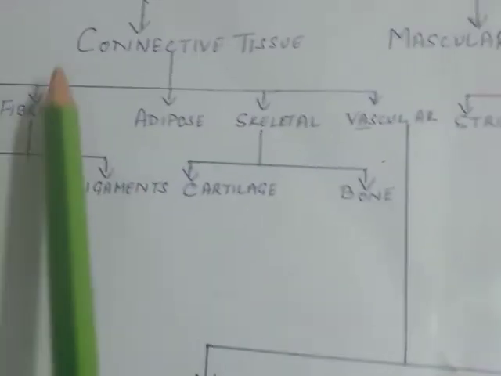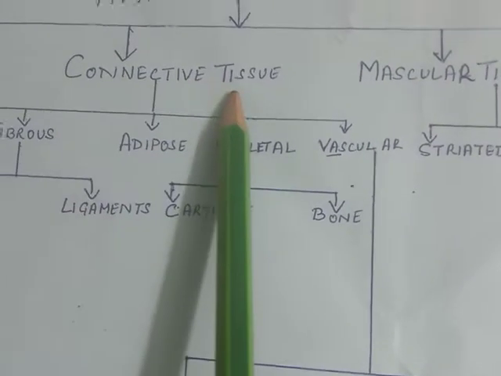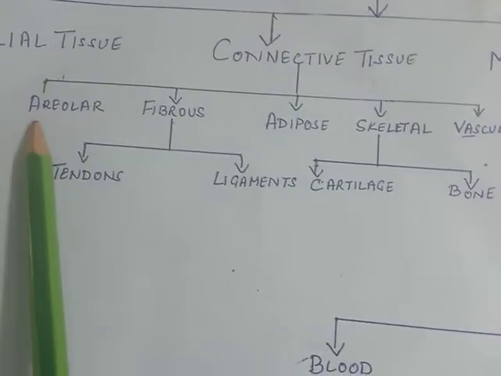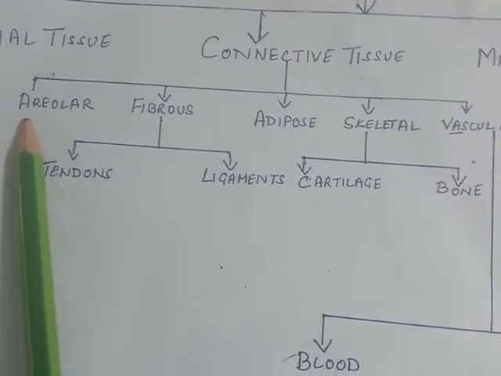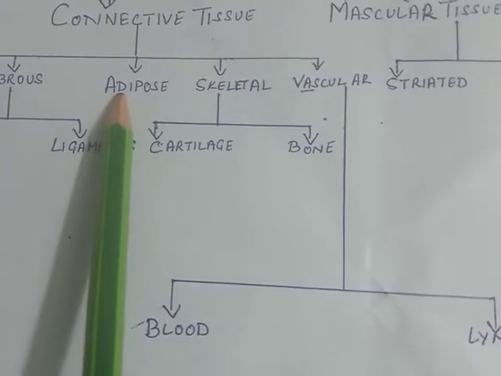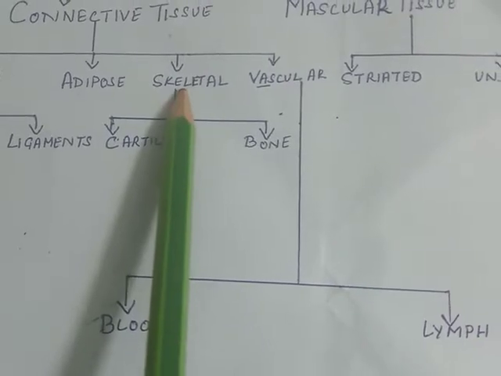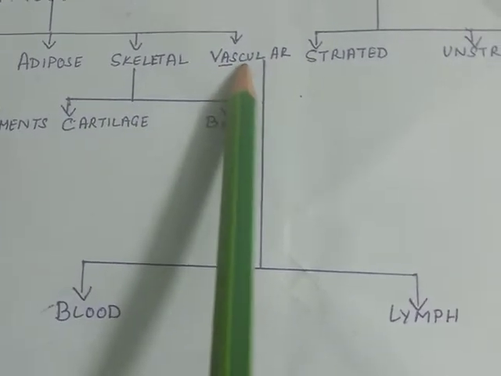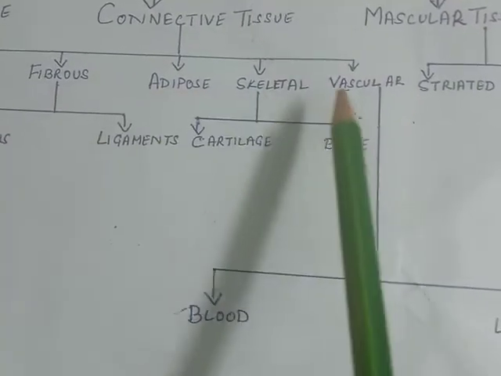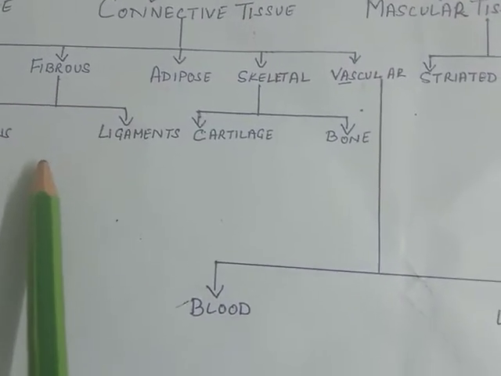Today we are going to study connective tissue. This connective tissue is divided into areolar connective tissue, fibrous connective tissue, adipose connective tissue, skeletal connective tissue, and vascular connective tissue. That means this connective tissue is divided into 5 types and then they are again subdivided.